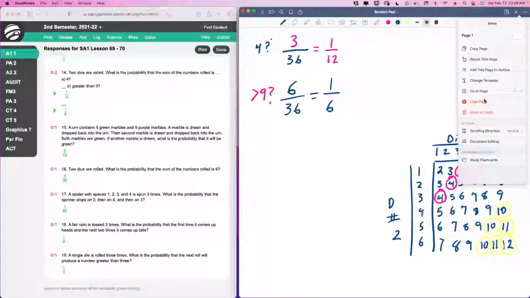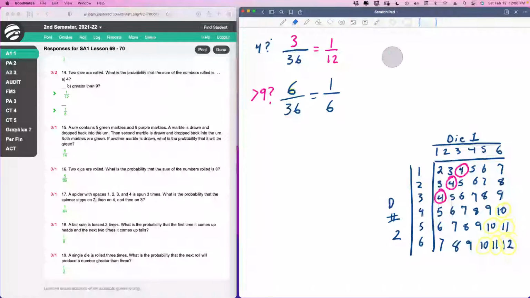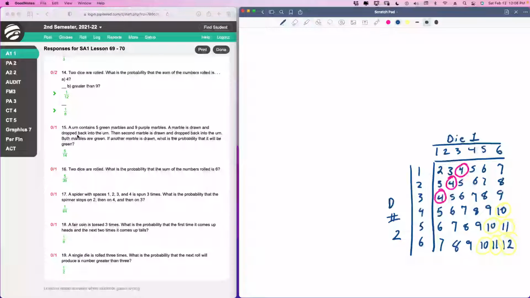Let me see. I don't think we have. All right, we have one more. 2 dice are rolled, so I'm just going to erase this and leave my dice thing up. So let's look at number 15. An urn contains 5 green marbles. So we got another urn right here.